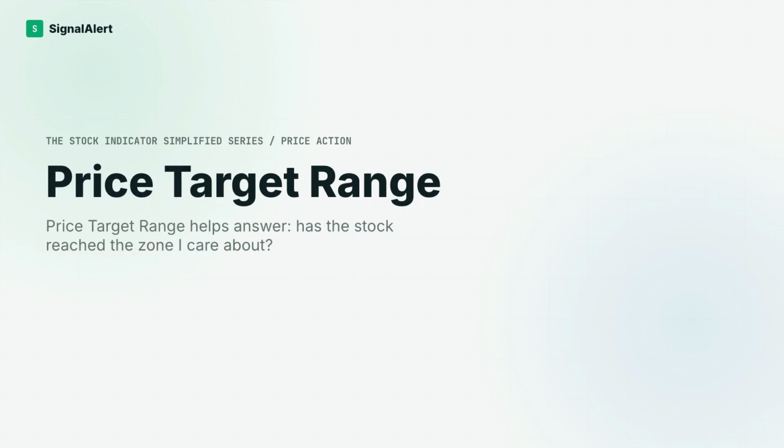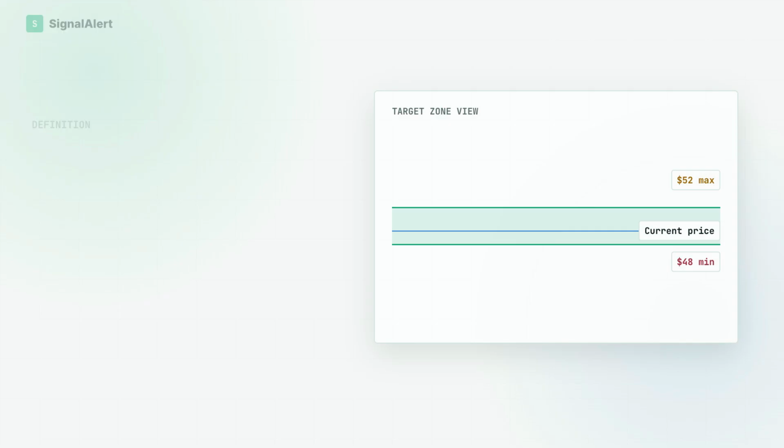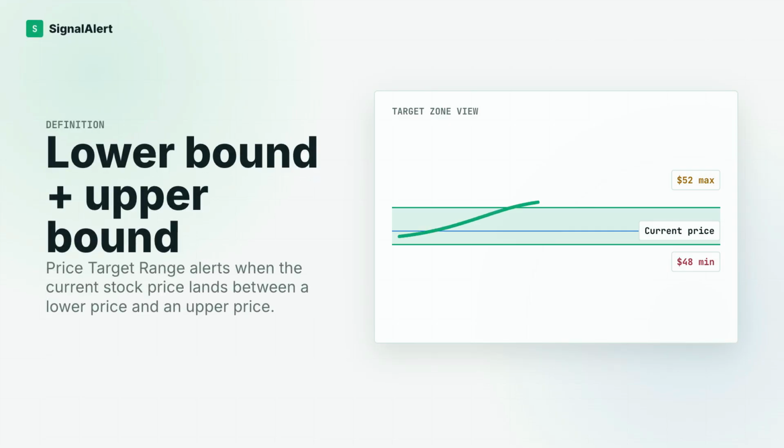Price target range answers a very practical question. Has the stock reached the zone I care about? It checks whether the current price is between a minimum price and a maximum price. Think of it like drawing a doorway on the chart. You are not waiting for one perfect penny. You are watching for price to enter a useful area.